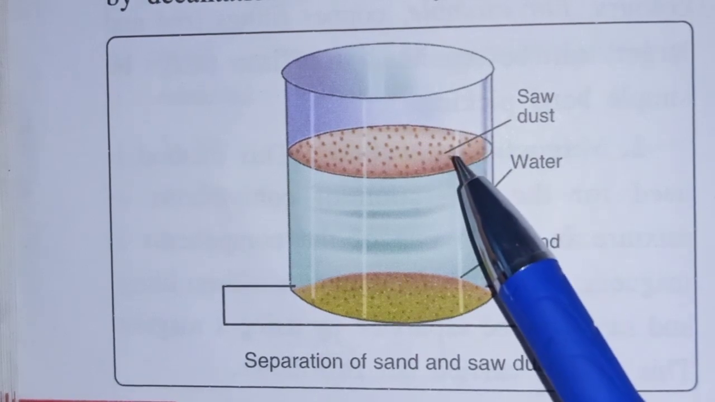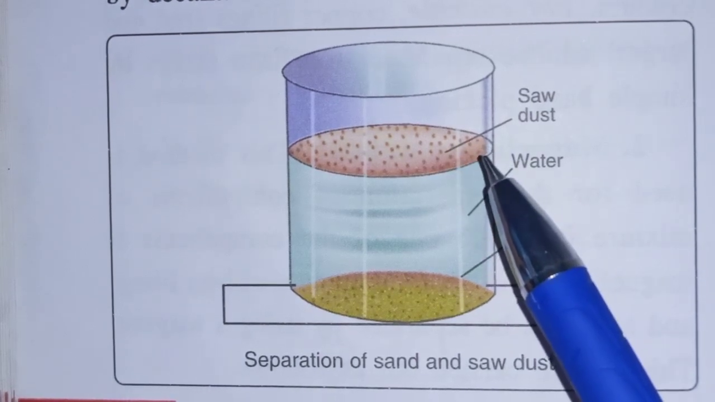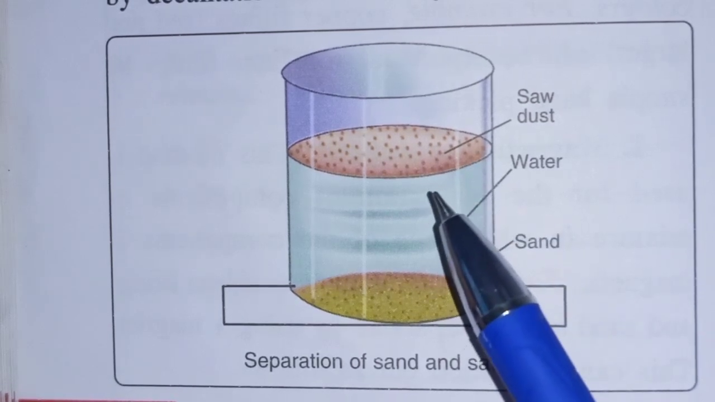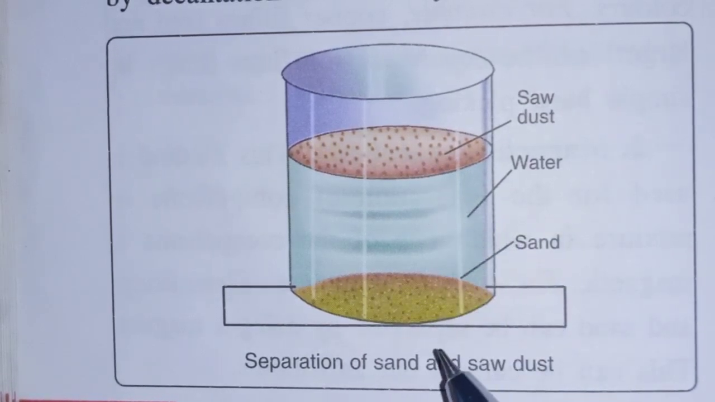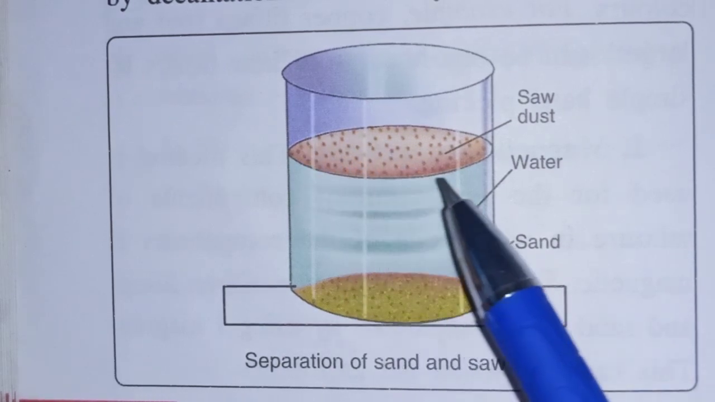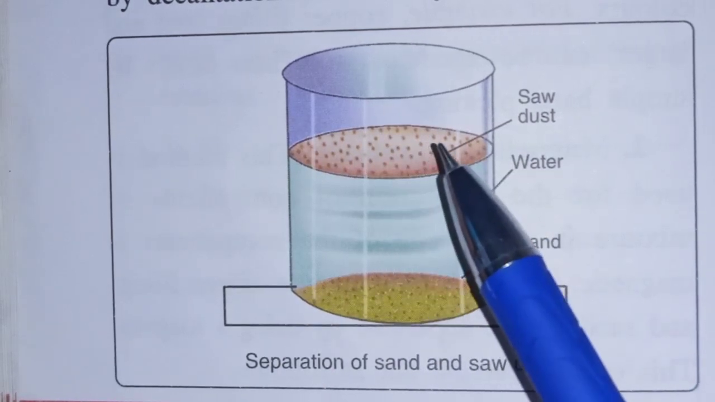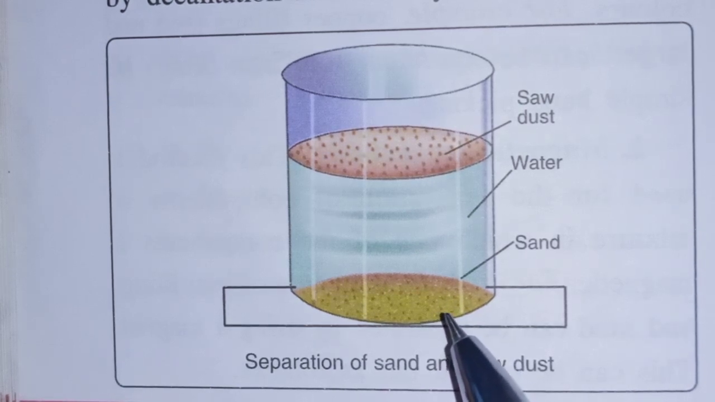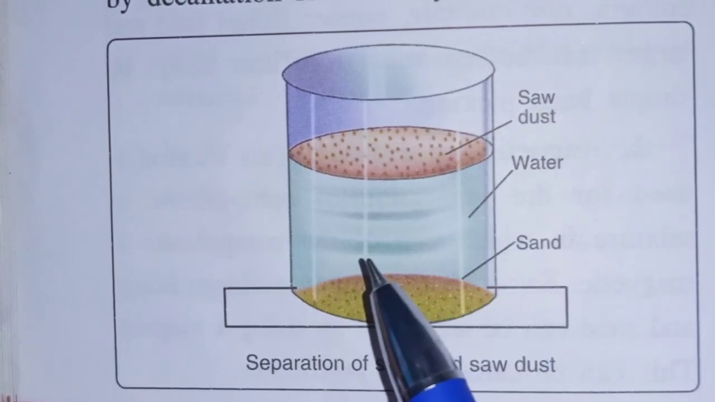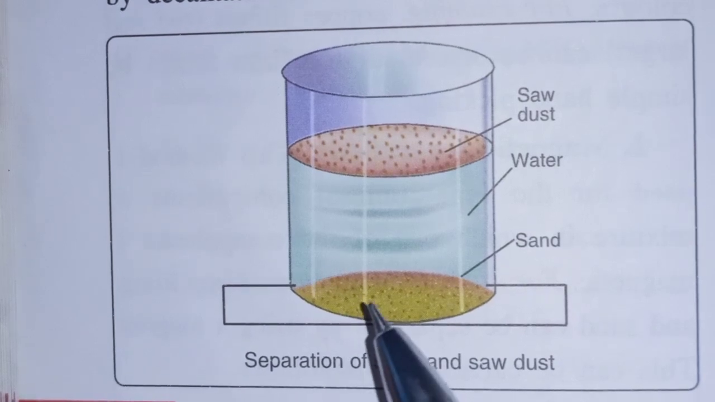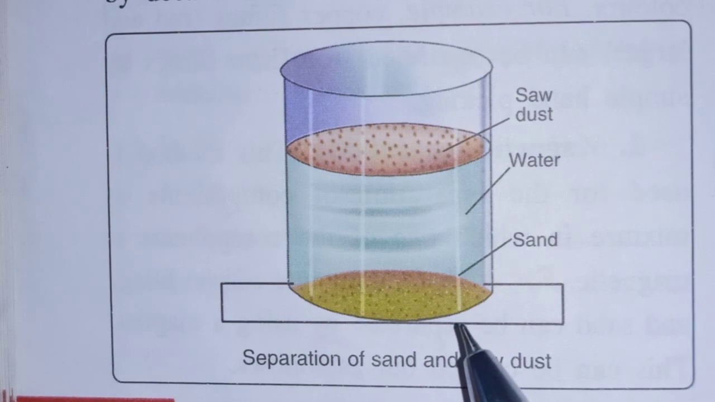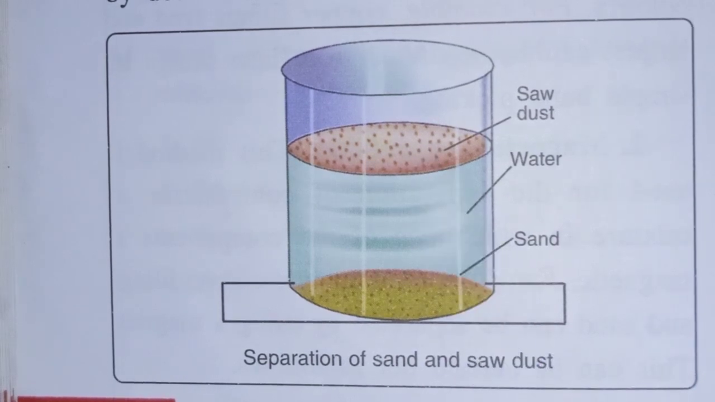And sawdust consists of very fine particles. These are such small and light particles that gravity will not be able to pull them down. So this sawdust will float on the top of the mixture and the heavier particle will settle at the bottom of the mixture, and water will be in between these two. So this is based on gravity only. Whichever is heavier will come at the bottom, and whichever is lightest will float on the top.